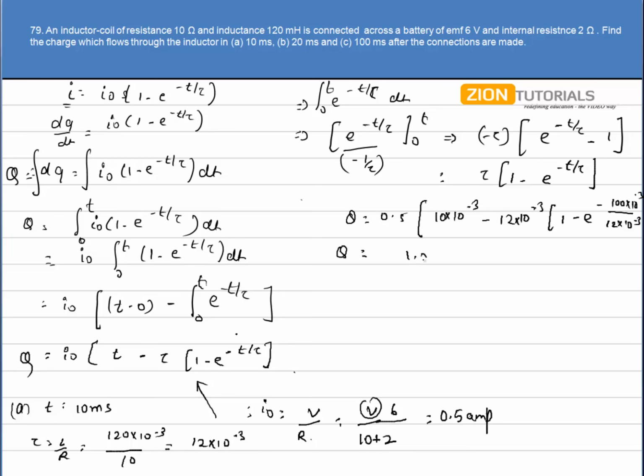1.8 millicoulomb. Similarly for parts B and C, where t is replaced by 20 millisecond, I get Q as 5.6 millicoulomb, and in part C, where time is replaced by 100 millisecond, I have Q as 45 millicoulomb. That is the answer.